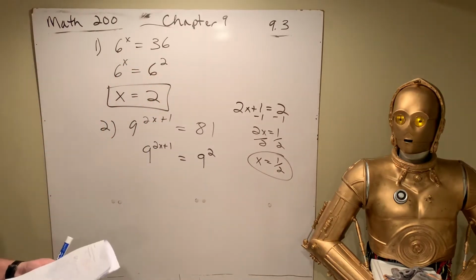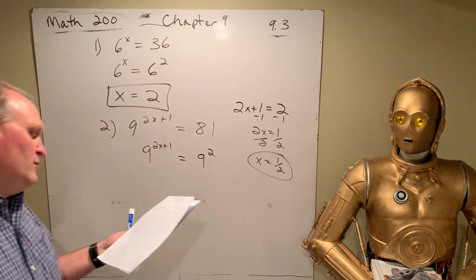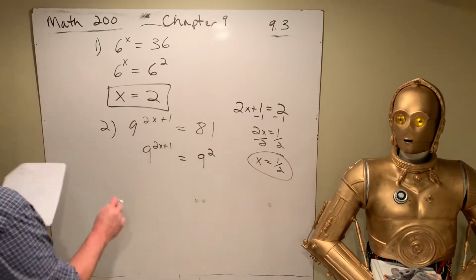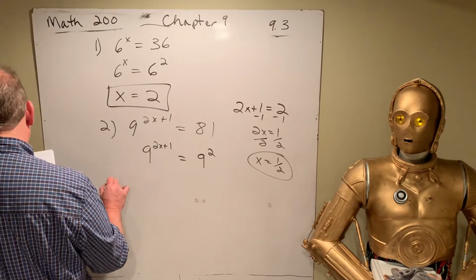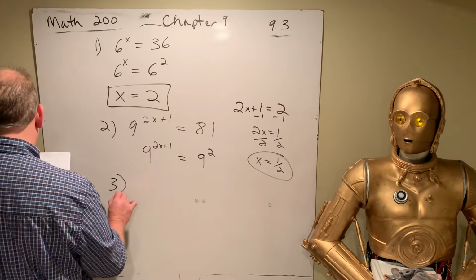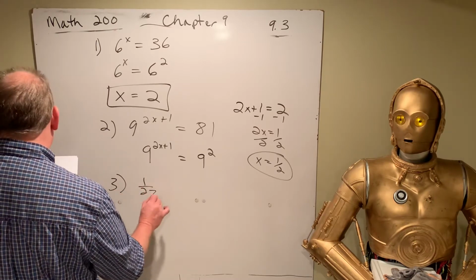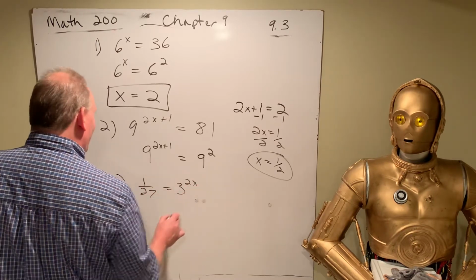Isolate the variable, move the 1 over to the other side, divide by 2, boom, 1/2. All right. Number 3 and 4, here, we can squeak 3 in yet. 1/27 is equal to 3 to the 2x.